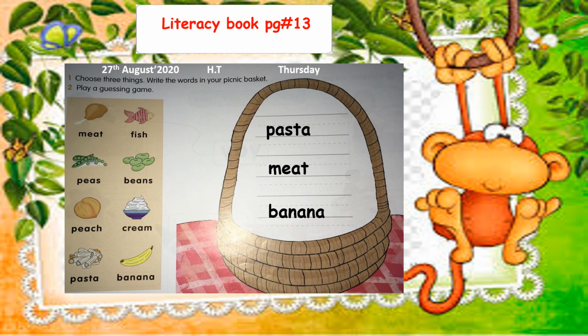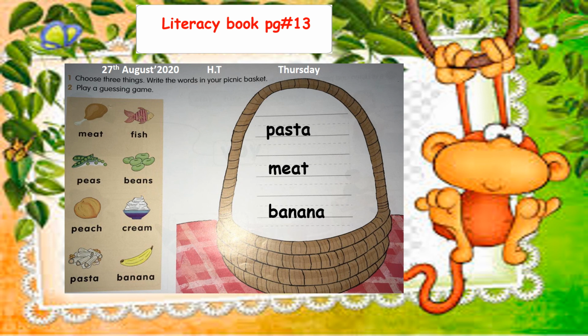Meat, meat. Fish, fish. Peas, peas. Beans, beans. Peach, peach. Cream, cream. Pasta, pasta. Banana, banana.